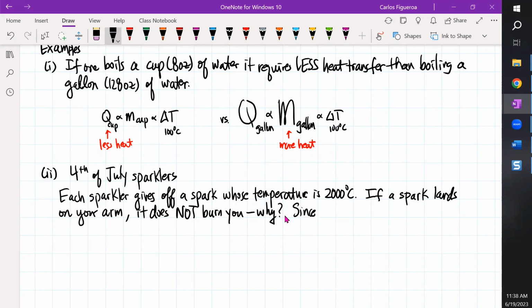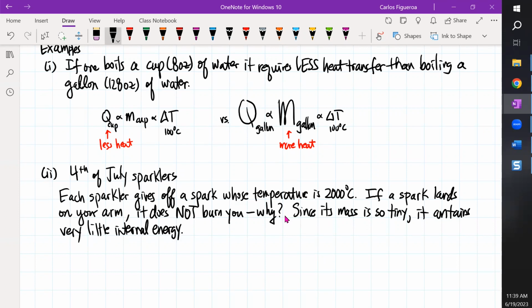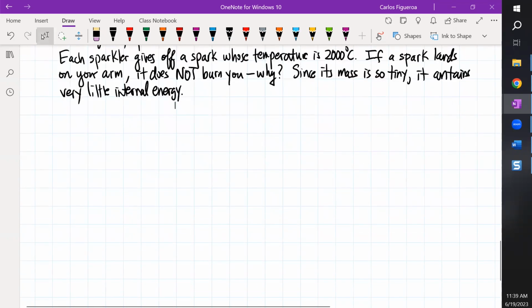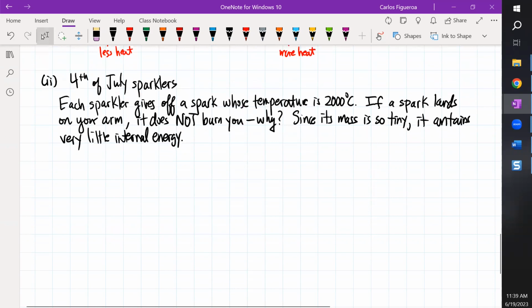Since its mass is so tiny, it contains very little internal energy. And if it contains very little internal energy, that's why it doesn't burn you. Its mass is too tiny. So now we can define what we mean by specific heating.